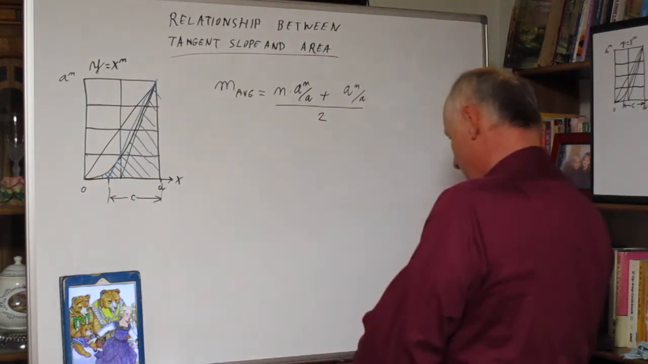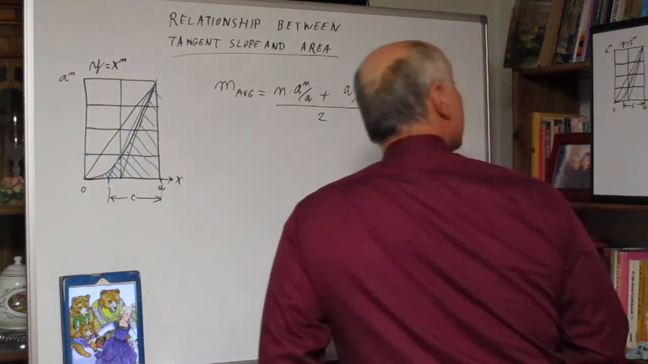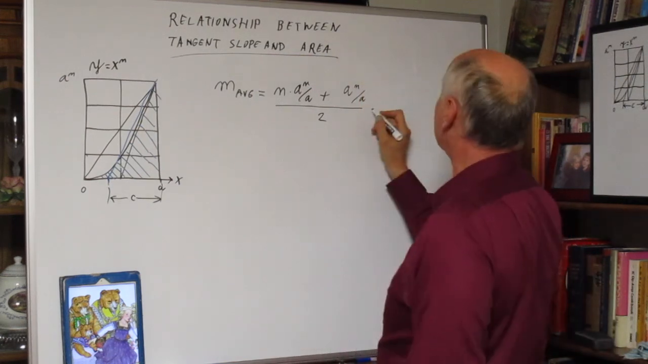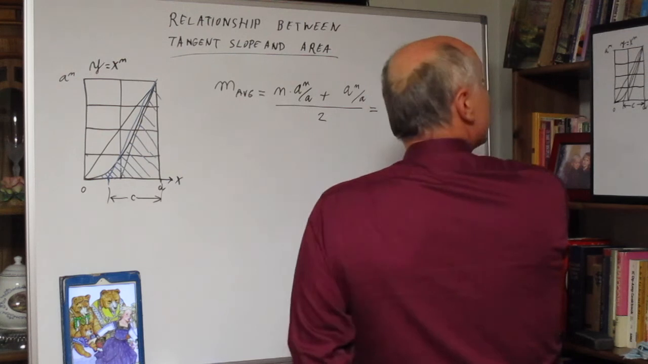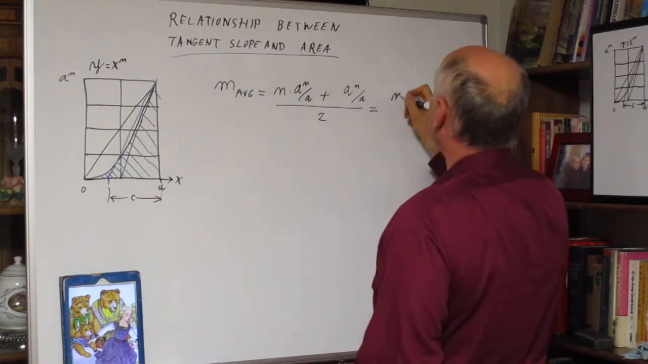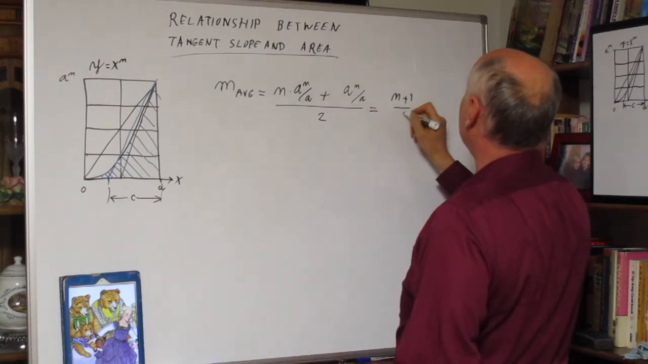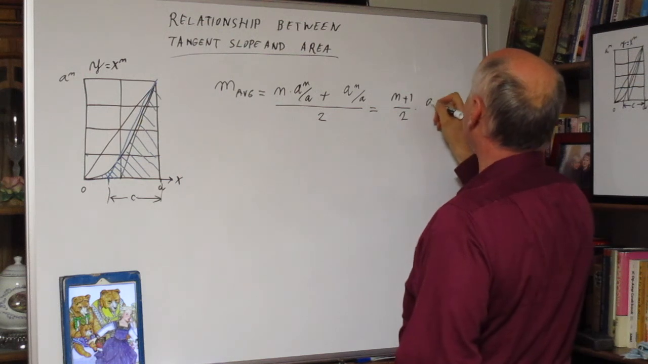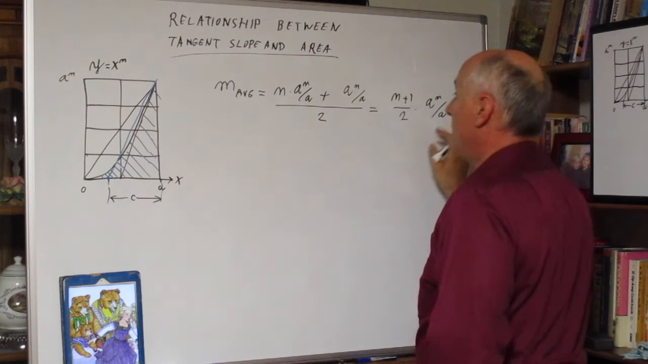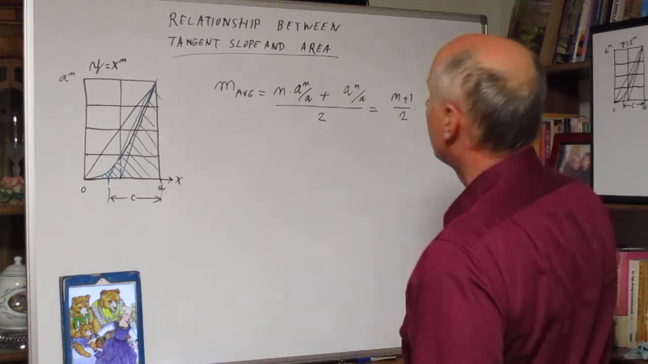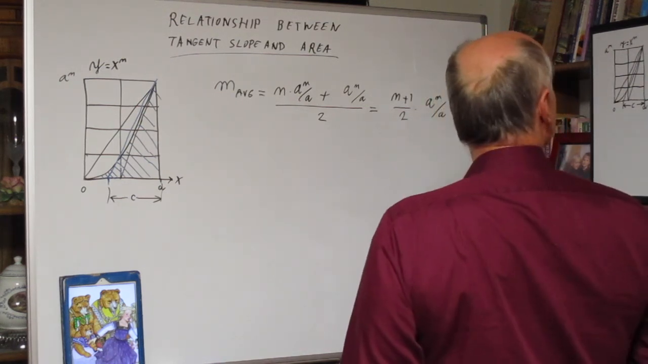Okay, let's see what happens when we do that. Well, let's just solve that, or just collect it. Basically, we get n plus 1 over 2 times a to the n over a. All right, nothing to it.